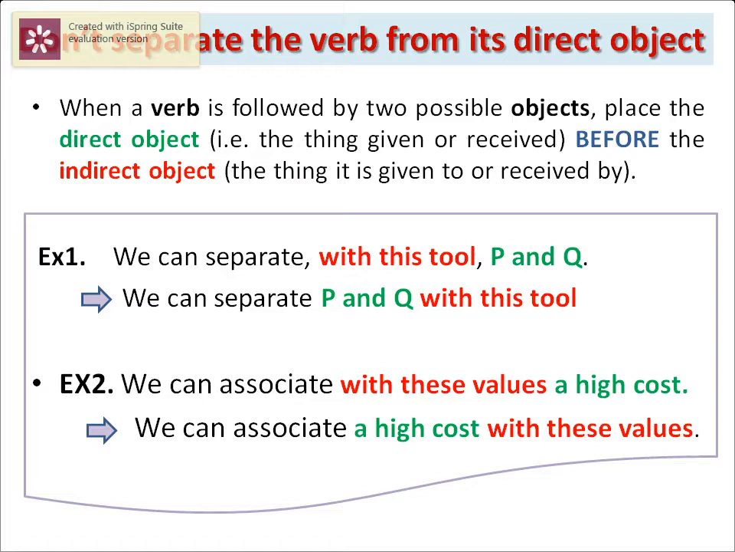Now, look at example 02. We can associate with these values a high cost. Similarly, the direct object, a high cost, is separated from the verb. Is it a mistake or not? Yes, it is. Remember that the direct object should come after the verb, directly. The correct sentence is we can associate a high cost with these values.